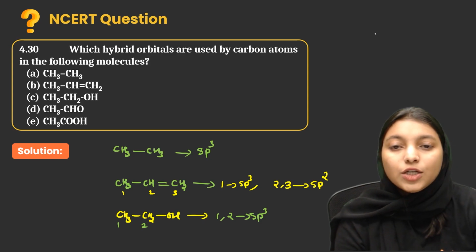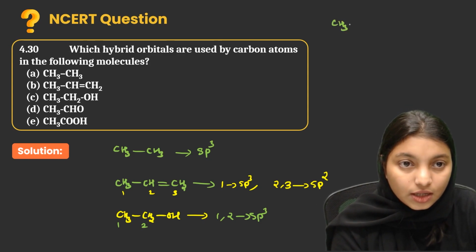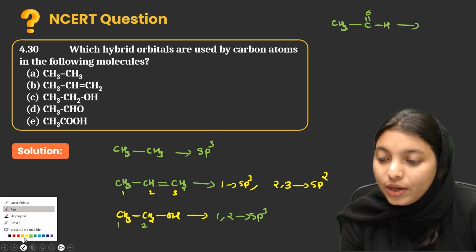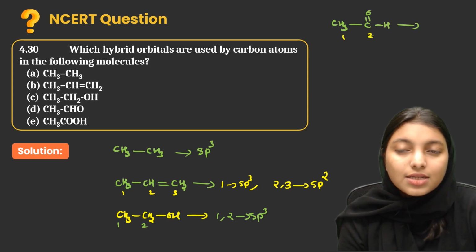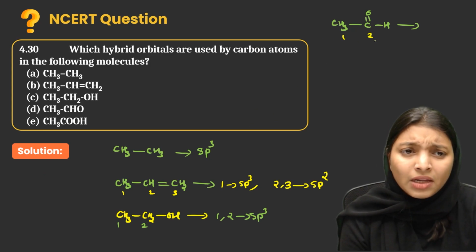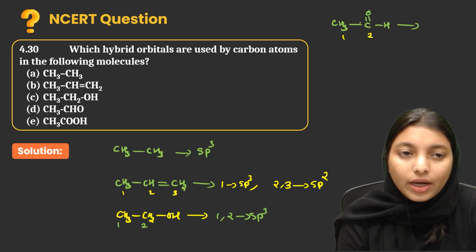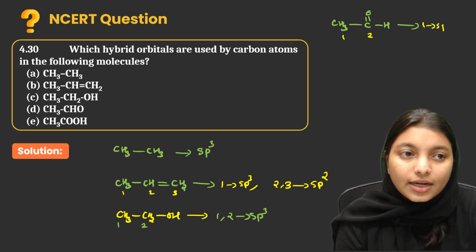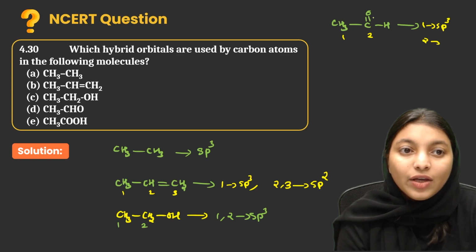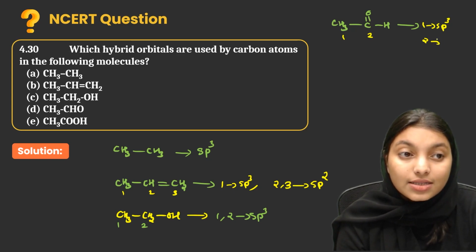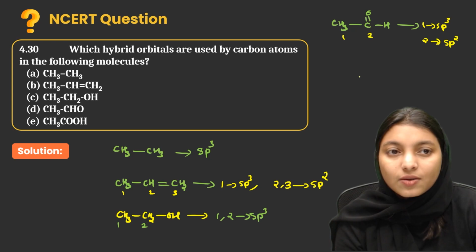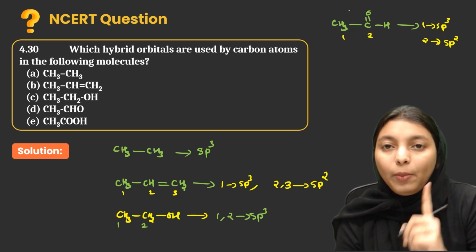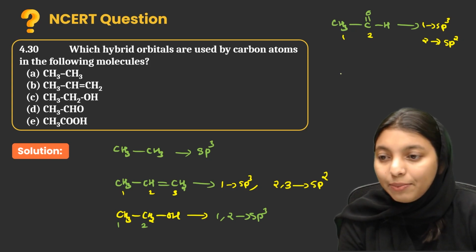Now coming to CH3CHO, the structure will be like this. I am giving a number to each of the carbons: this is the first carbon, this is the second carbon. I'm not giving numbers based on the naming, so don't look at it like that. The first one is sp3 hybridized, and the second one has only 3 bond pairs, so we can consider it as sp2 hybridized. We have already mentioned that we consider the double bond as a single electron pair. That is how we are finding the hybridization.